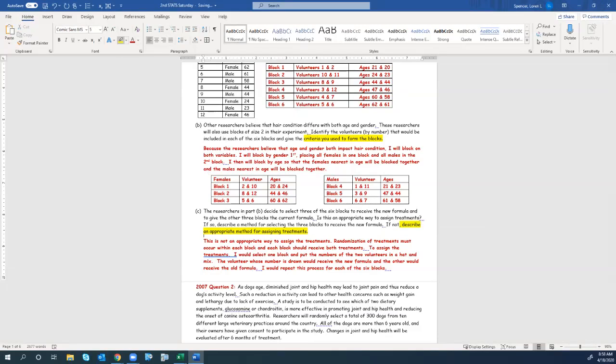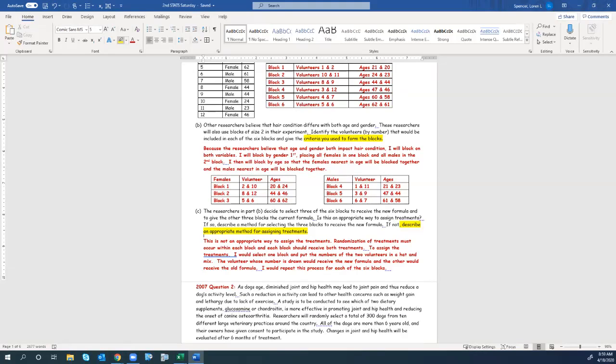All right, so in this case, I would select one block and put the numbers of the 2 volunteers in a hat and mix. The volunteers whose number was drawn would receive the new formula and the other would receive the old. I would repeat this process for each of the 6 blocks.